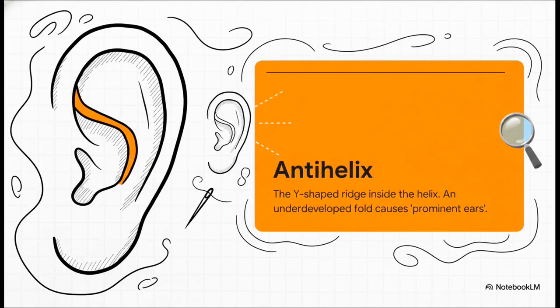Moving inward from the helix, you'll find the antihelix. See that Y-shaped ridge? That's it. This feature is what really gives the ear its primary shape. And here's the clinical tie-in. If this fold is underdeveloped or just flat, the ear tends to stick out. This is the cause of prominent ears, and the whole point of an otoplasty, or corrective surgery, is to create or enhance this very fold.